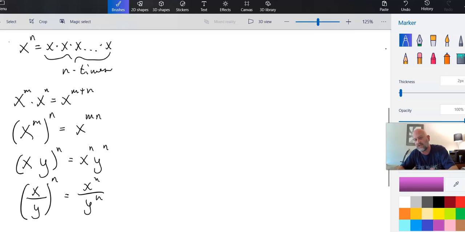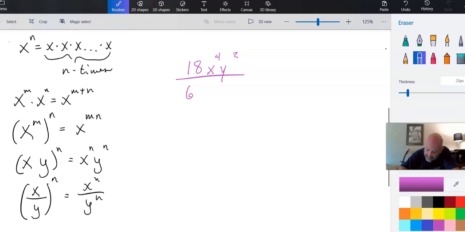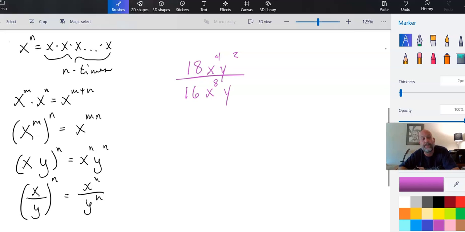Okay, so let's take this one a little bit further. Let's say I have 18x to the fourth y squared over, not 6, make it 16x to the 8th y. Okay, so that's what we're looking at here. So now instead of multiplying two things, we're actually looking at a division.